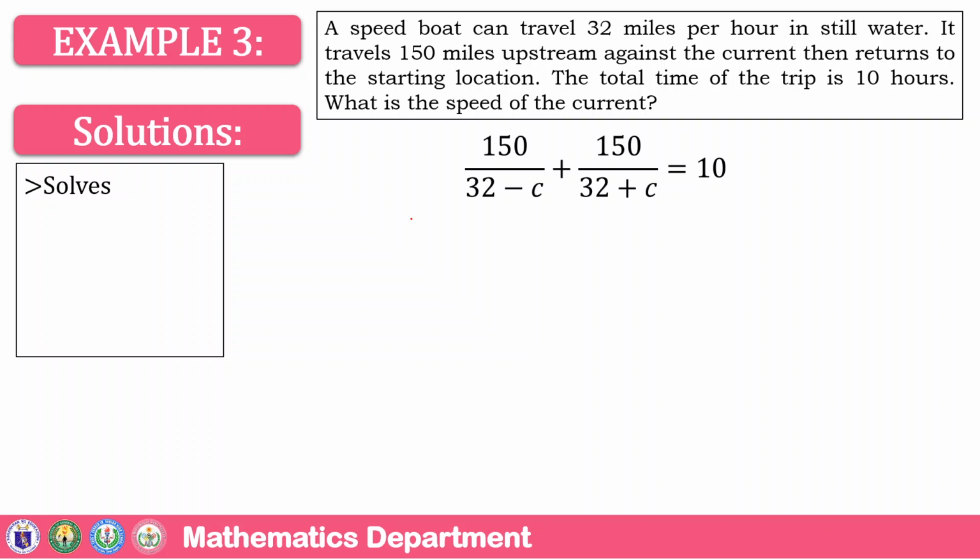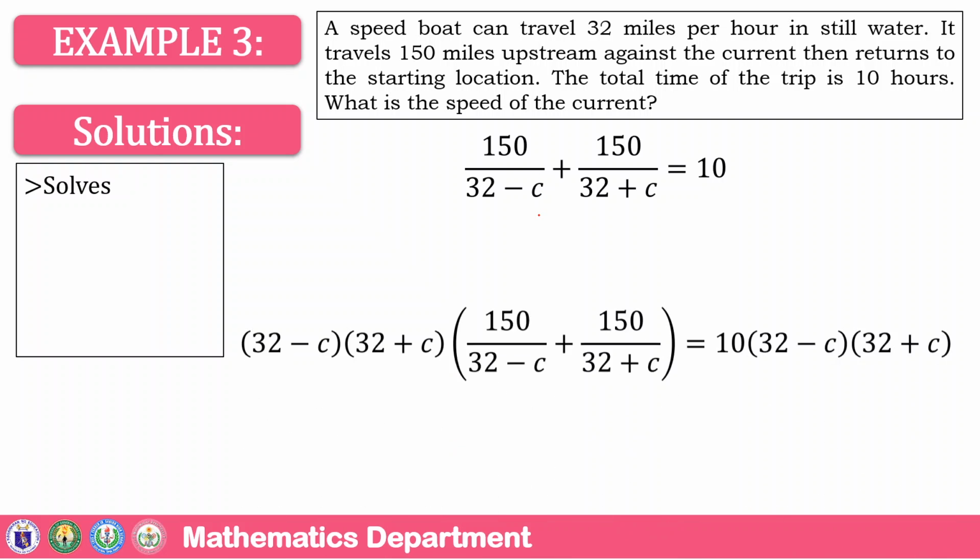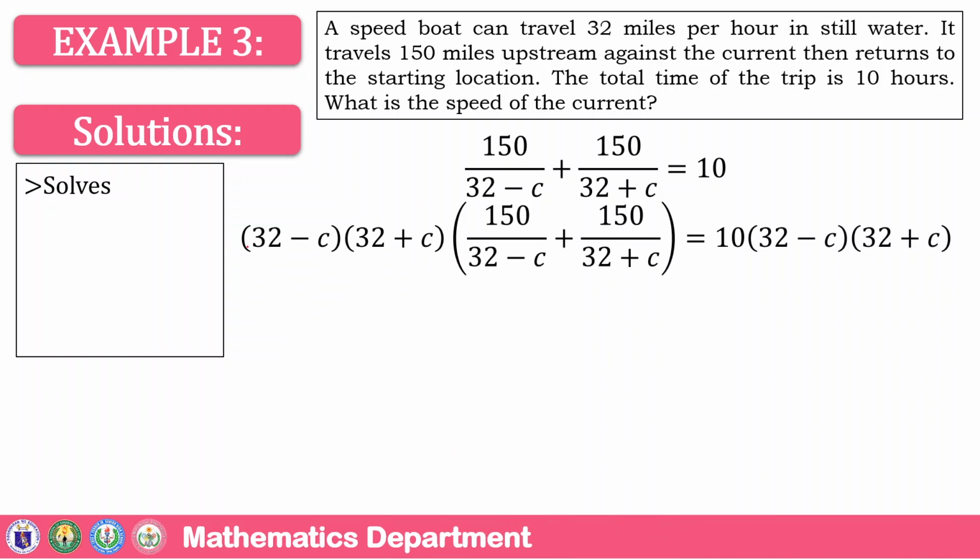So, ang gagawin natin, kuhanin natin yung kanyang LCD. Magiging LCD nito is yung dalawang denominator natin. Since wala naman silang common factor, siya na yung magiging LCD natin. So, proceed tayo. Yung LCD na nakuha natin, i-multiply natin siya both side of the equation. So, ayan po. Multiply natin yung 32 minus c times 32 plus c doon sa ating equation.